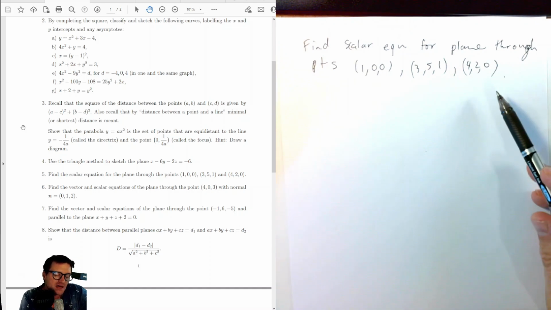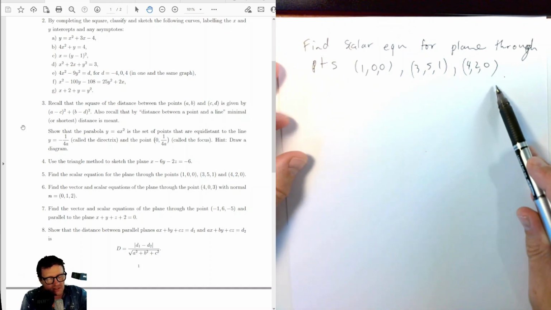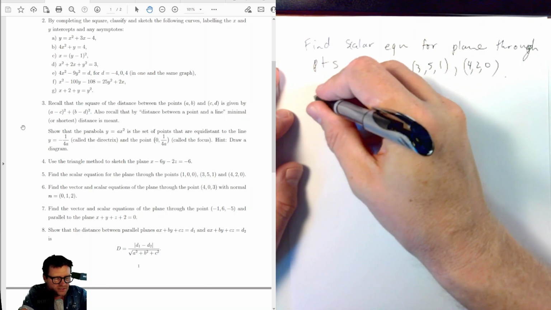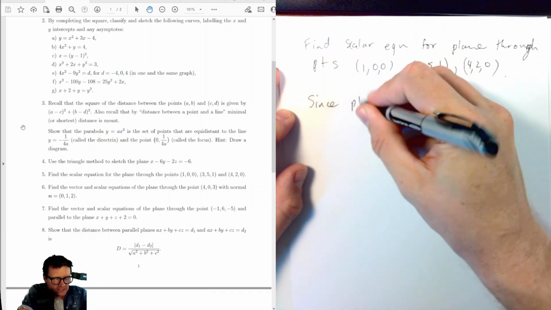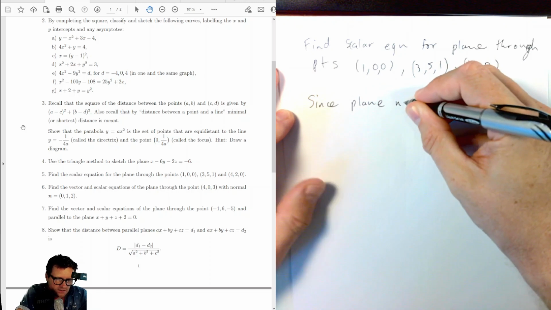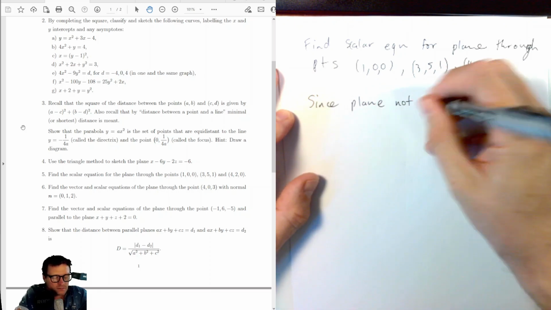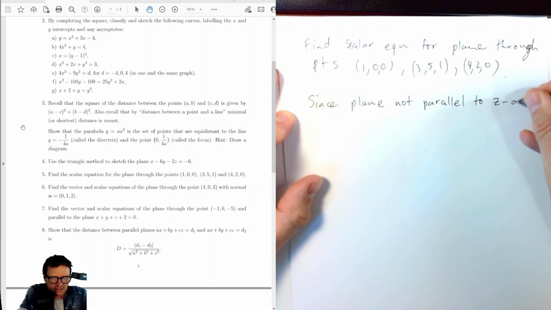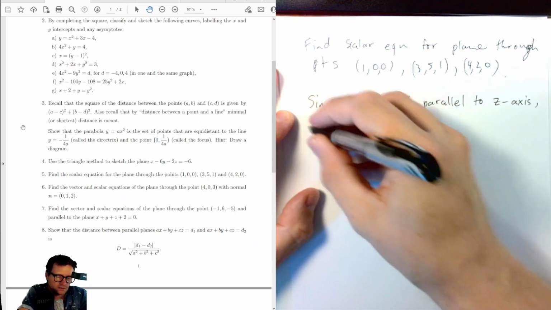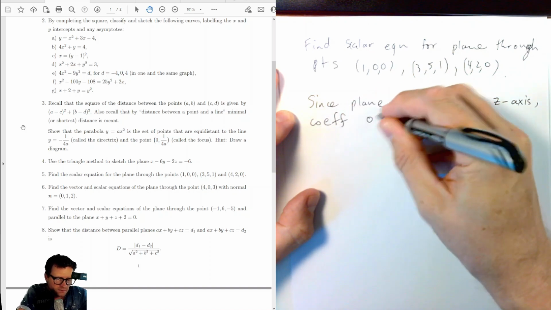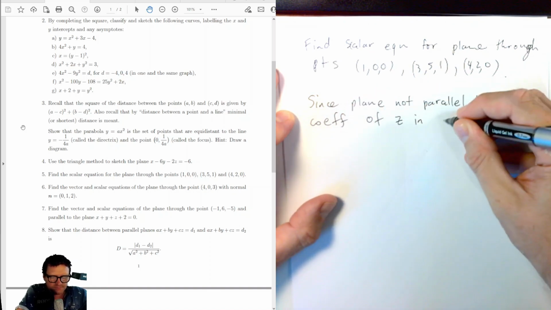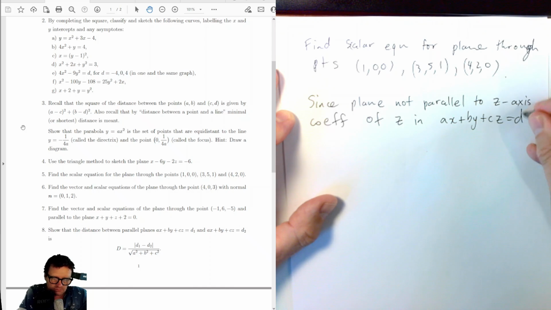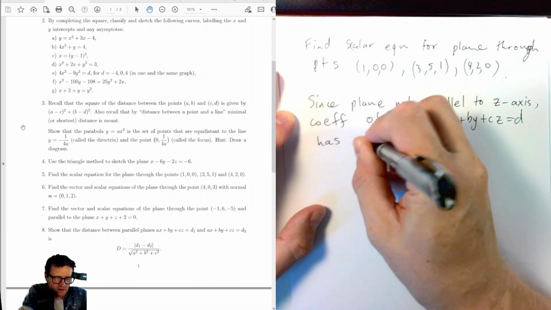Now we can see here that this is not going to be vertical, so the coefficient of z will be non-zero. So since the plane is not parallel to the z-axis, the coefficient of z in ax plus by plus cz equals d has c not equal to 0.